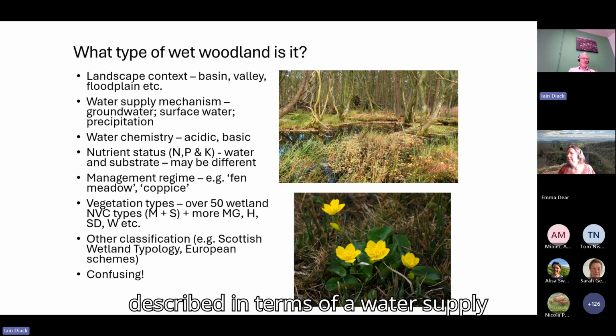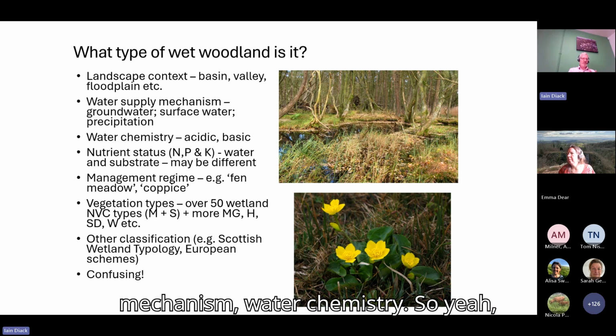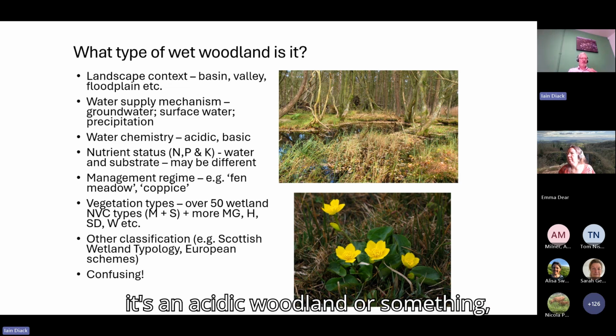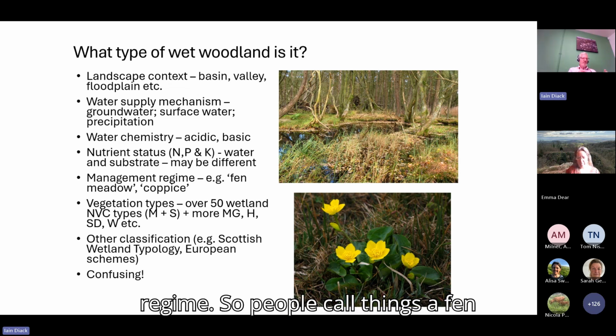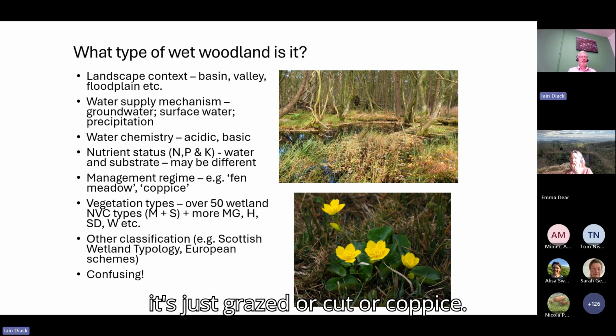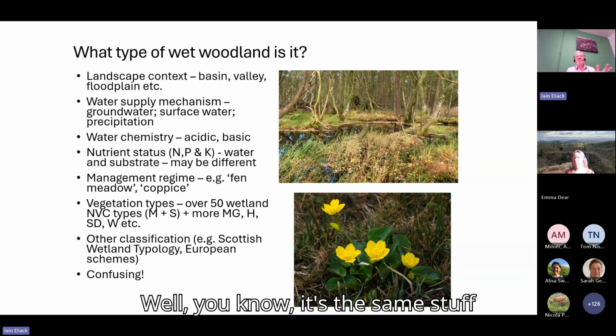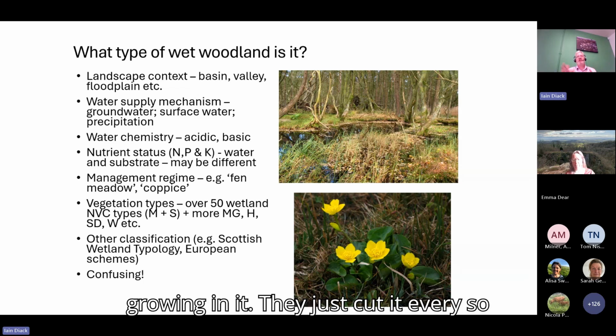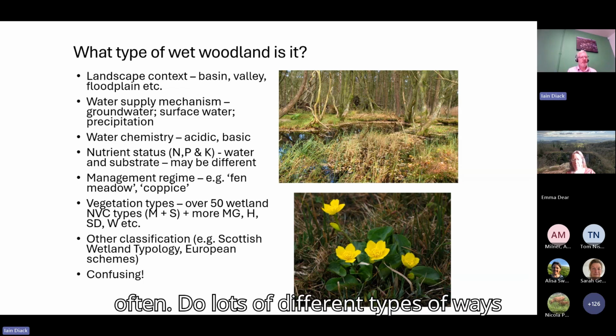They can be described in terms of a water supply mechanism, water chemistry. So it's an acidic woodland or something. Nutrient status. Management regime, so people call things a fen meadow, which is essentially a fen, but it's just grazed or cut, or coppiced. Well, you know, it's the same stuff growing in it. They just cut it every so often.